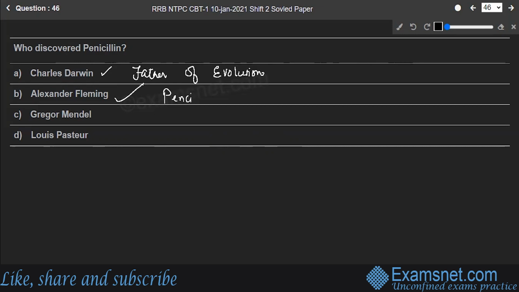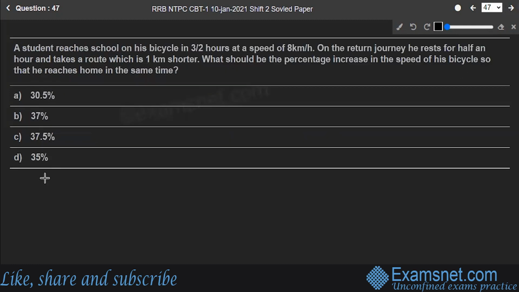Charles Darwin, if we talk about, he is regarded as father of evolution. Gregor Mendel is the father of genetics. Louis Pasteur, he developed the rabies vaccine. So option B is the correct answer to this question. Next is question number 47, mathematics question.